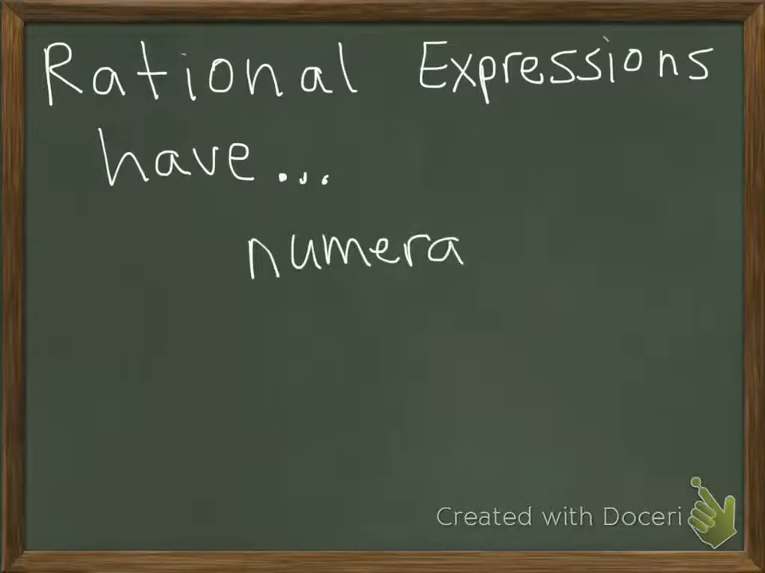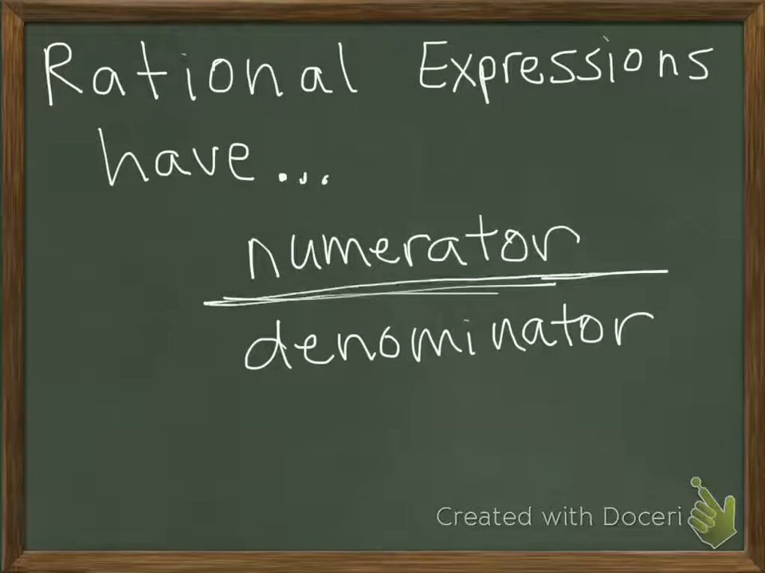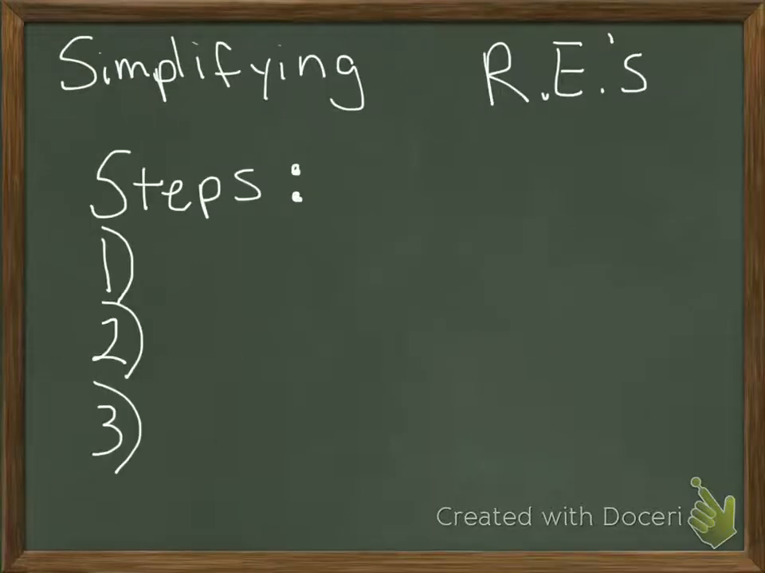and a denominator. So a rational expression has to be in a fraction format. If it doesn't have a numerator and a denominator, then it's not going to be rational. So that's the first thing that you look for, is the numerator and the denominator.